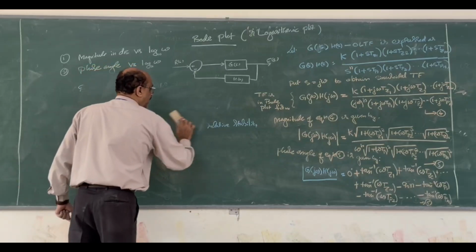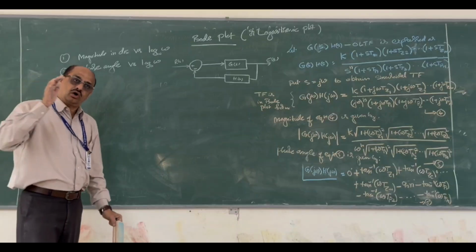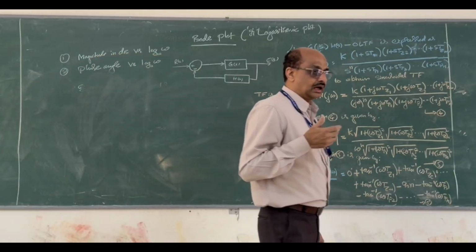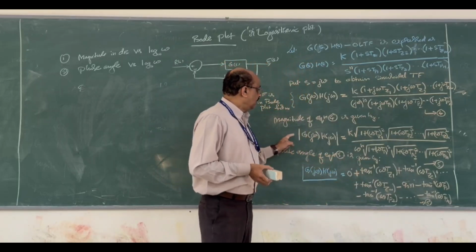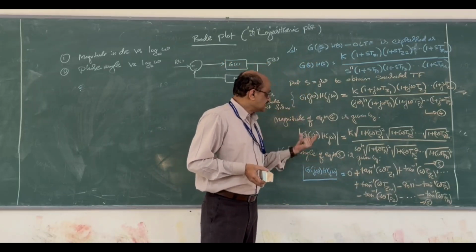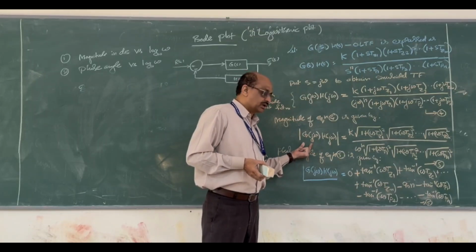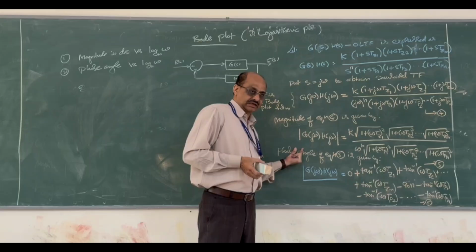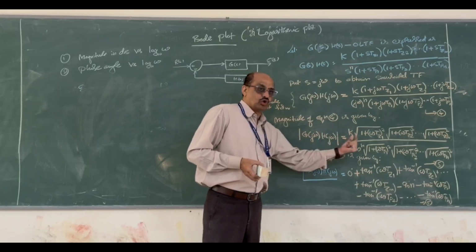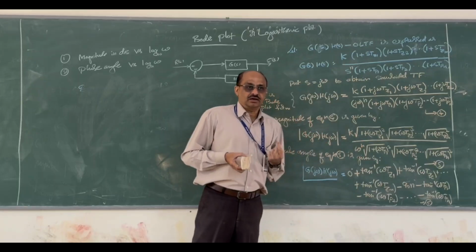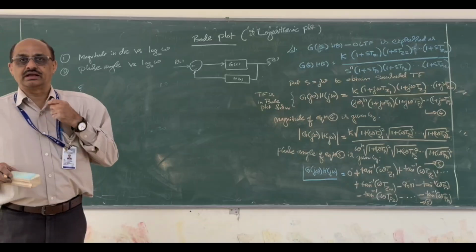Note that the Bode plot is a log magnitude. It is not just magnitude, it is a log magnitude. So how do we get the log magnitude? Take the logarithm of this magnitude, in decibels: 20 log with base 10. If I apply 20 log base 10 on both sides, I get the magnitude expressed in decibels, or the log magnitude.